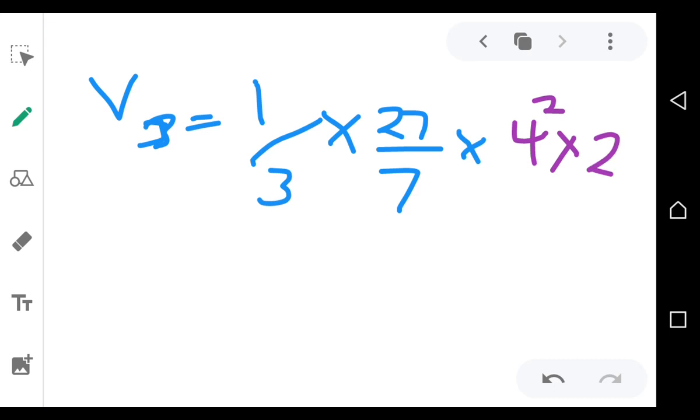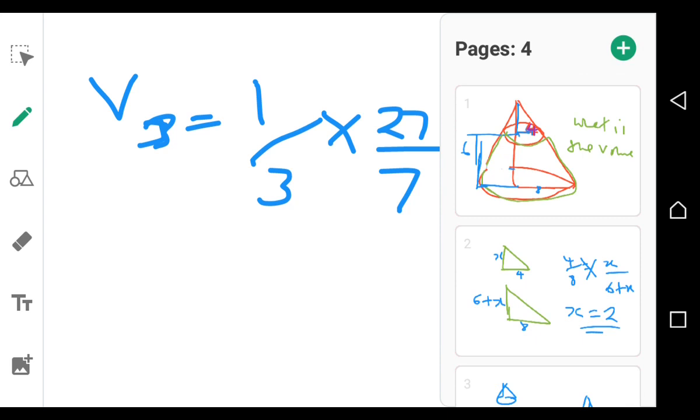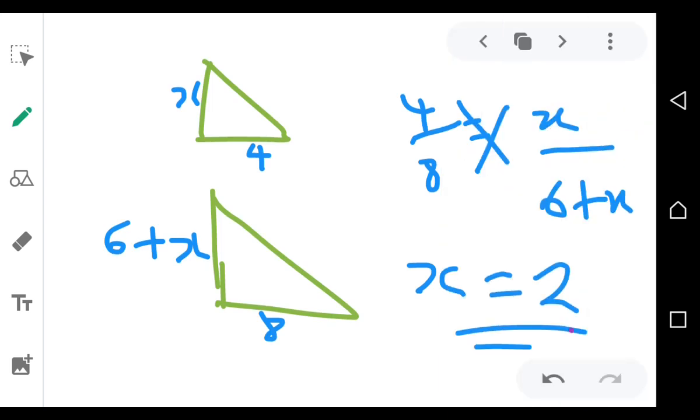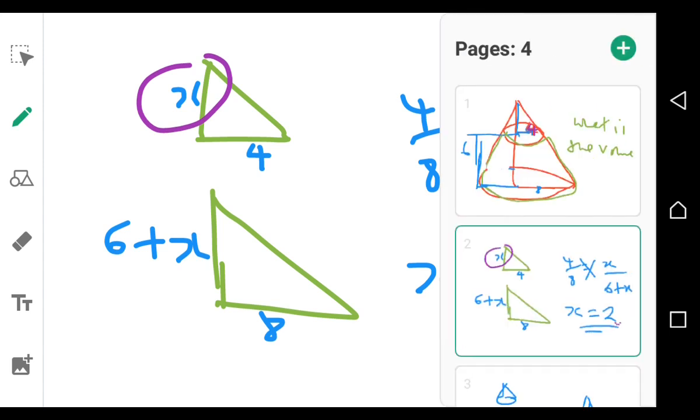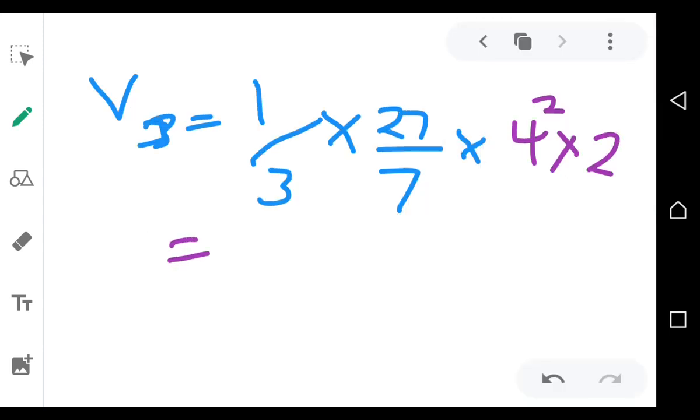The height is 2. You may be asking, how did you find the 2? We said x is 2. This x is the height of the smaller pyramid, the smaller triangle. So x is 2, but you calculate it. I'm just teaching you the principle. I don't know if it's 2, but calculate using your formulas. After you calculate, maybe you find your answers.